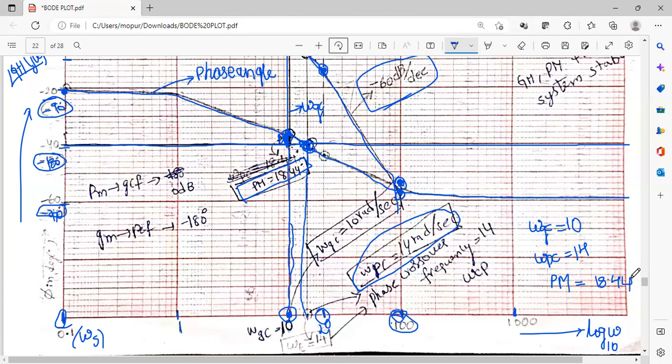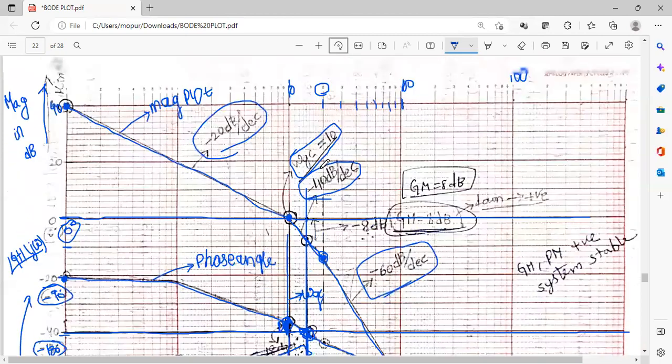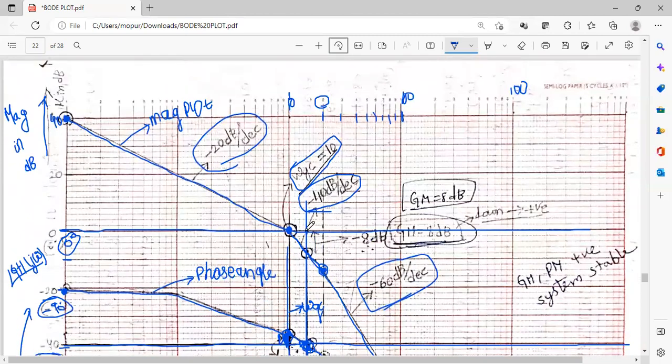Now let us see the gain margin. Gain margin is measured at the phase crossover frequency, as the gain difference between the 0 dB line and the magnitude plot. So at 14, you draw a vertical line. You see, at this point, this is the 0 dB line and this is the magnitude plot. So this is the difference.